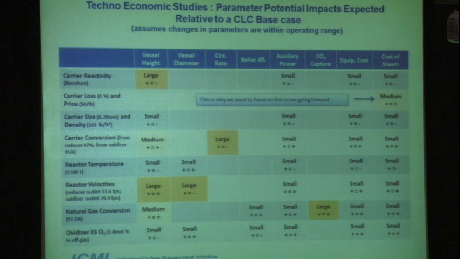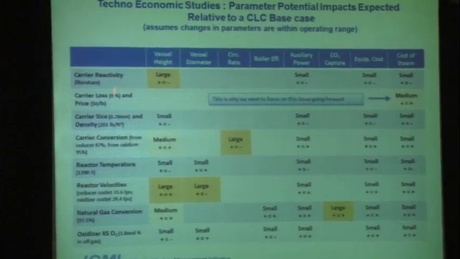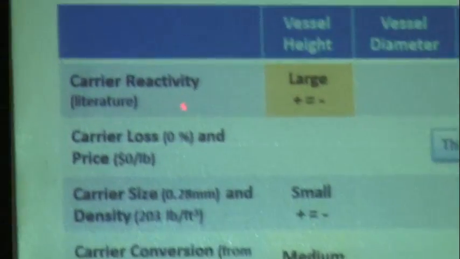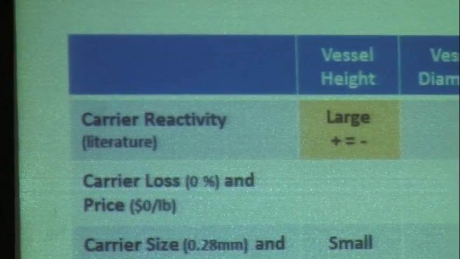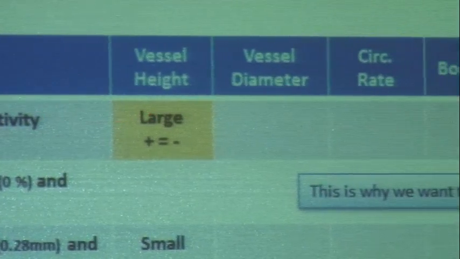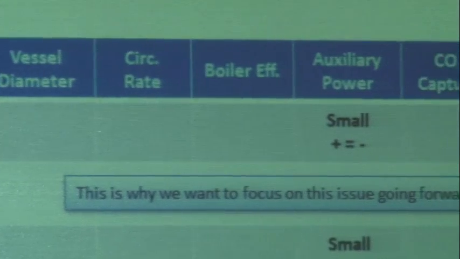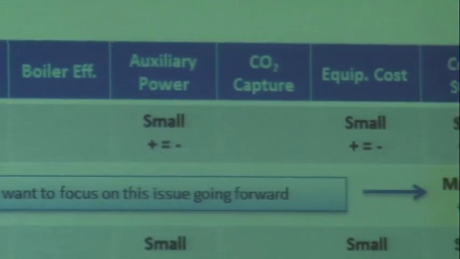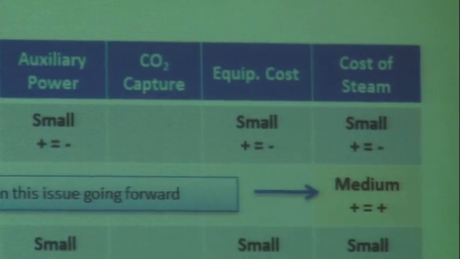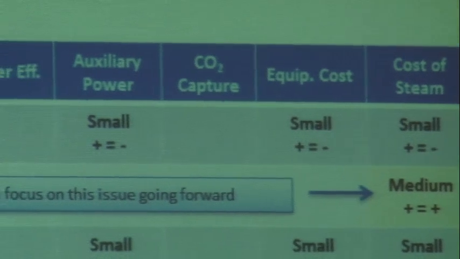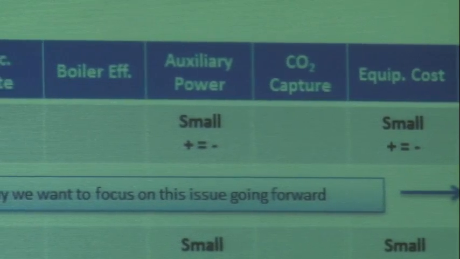And what we did here is we studied a number of parameters that we could control, or just set. So we're saying if I increase the carrier reactivity, what happens to the vessel height or diameter or circ rate, and ultimately the cost of steam? Well, I think you'd expect if I had a more reactive carrier, it would have a large impact on the vessel height. And if the carrier activity goes up, the vessel height goes down. That's what the plus minus means.